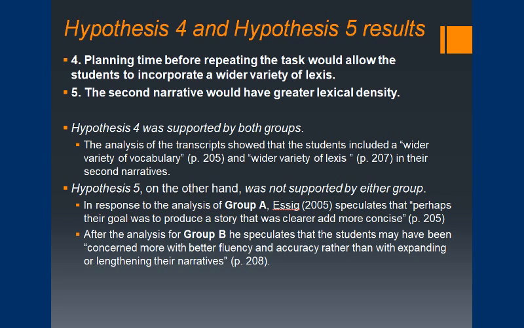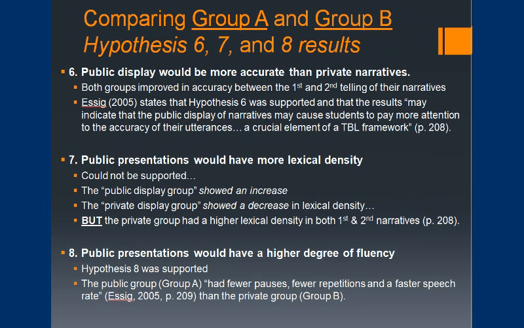Hypotheses 6, 7, and 8 were about comparing the two groups. For hypothesis 6, he said that public display would be more accurate than private narratives. And both groups actually improved between the first and second telling of their narratives.